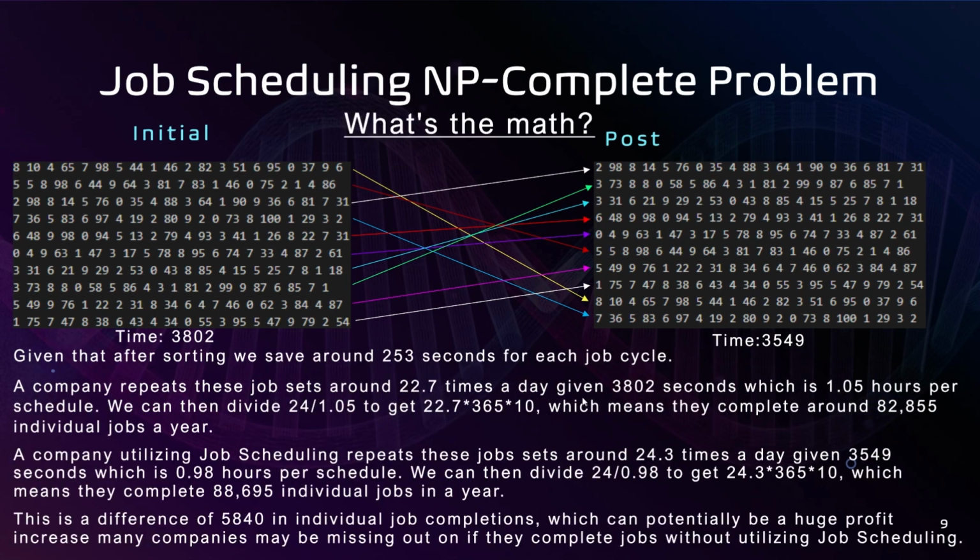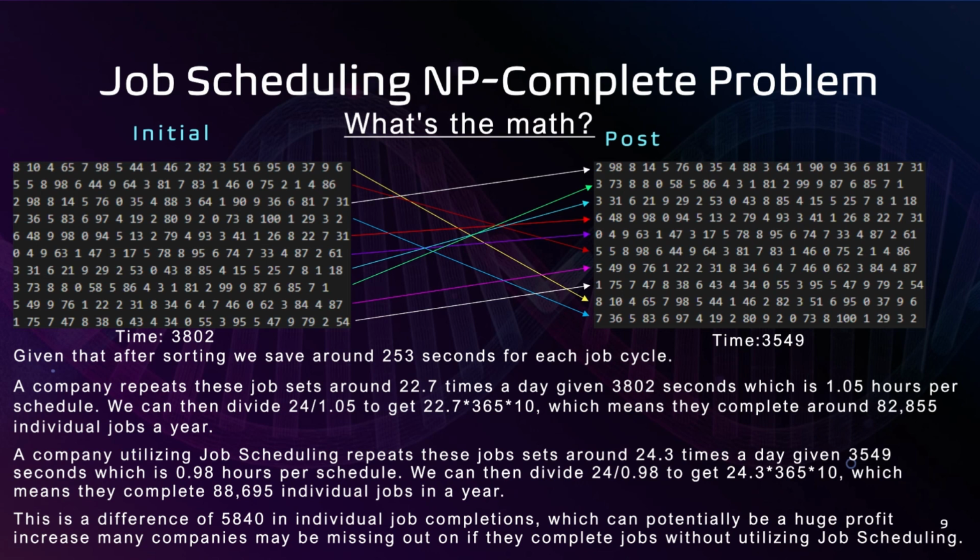Given that after sorting, we save around 253 seconds for each job cycle. The company repeats these job sets around 22.7 times a day, given 3,802 seconds, which is about 1.05 hours per schedule. We can then do math on that, and that means they can complete around 82,855 individual jobs per year.